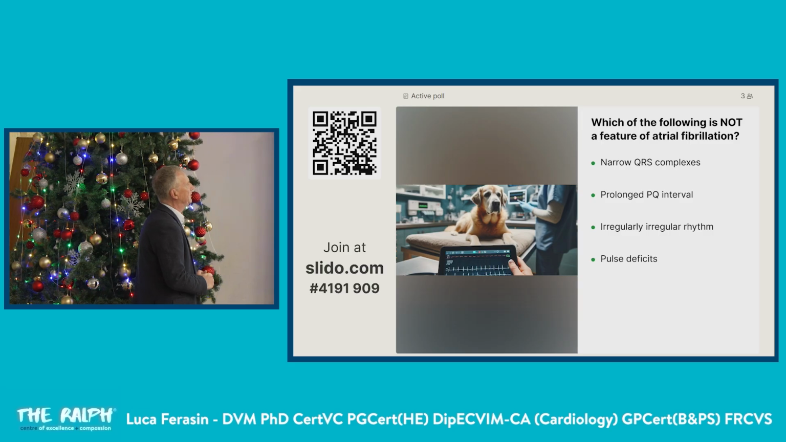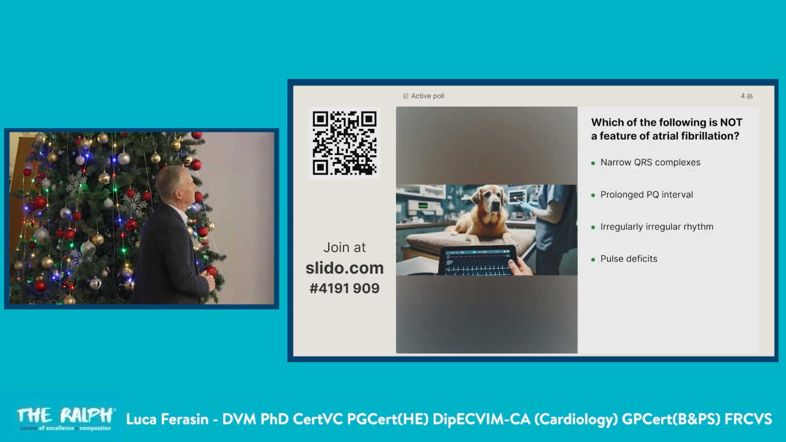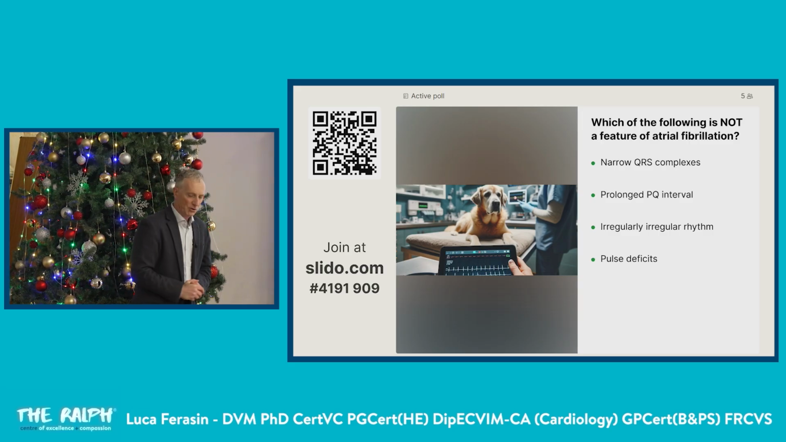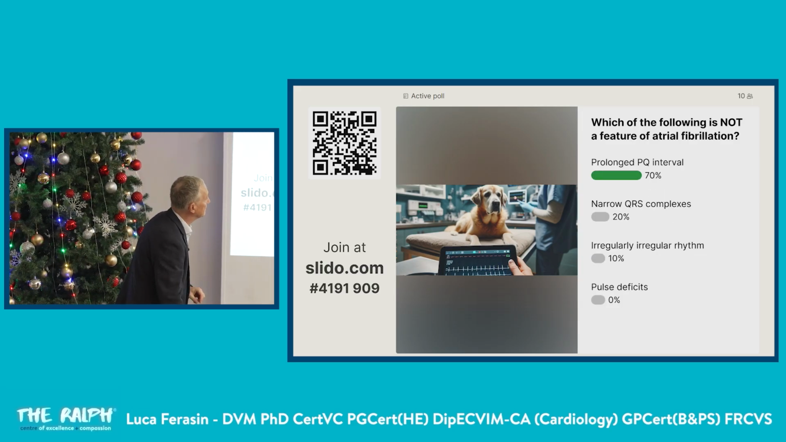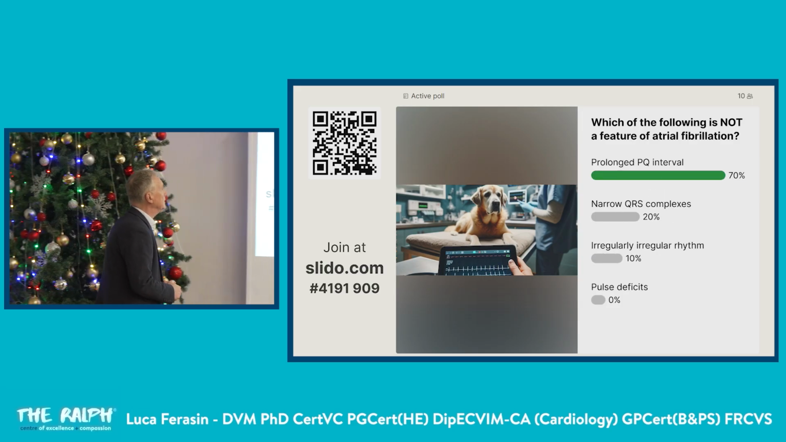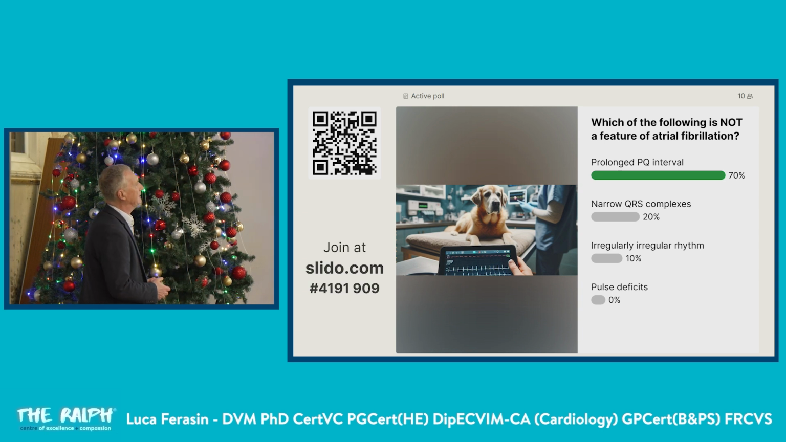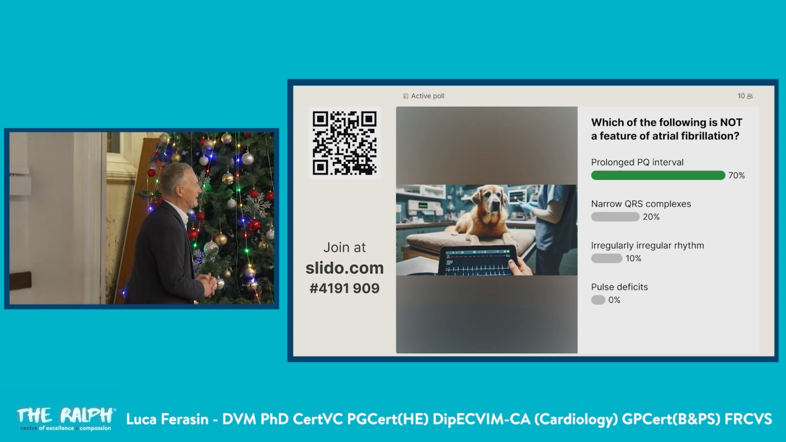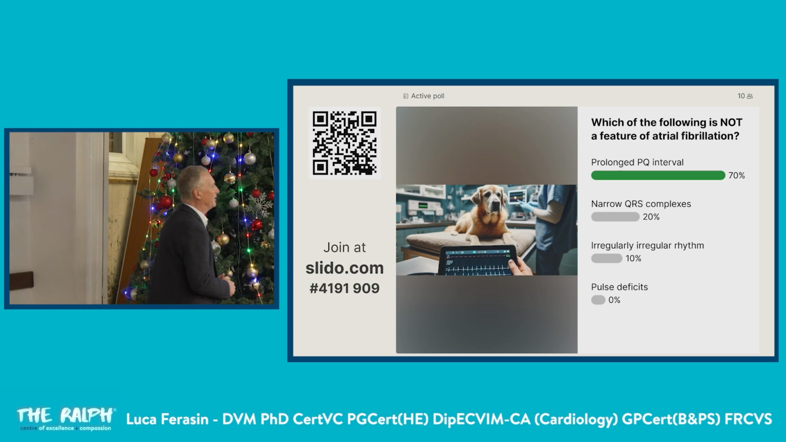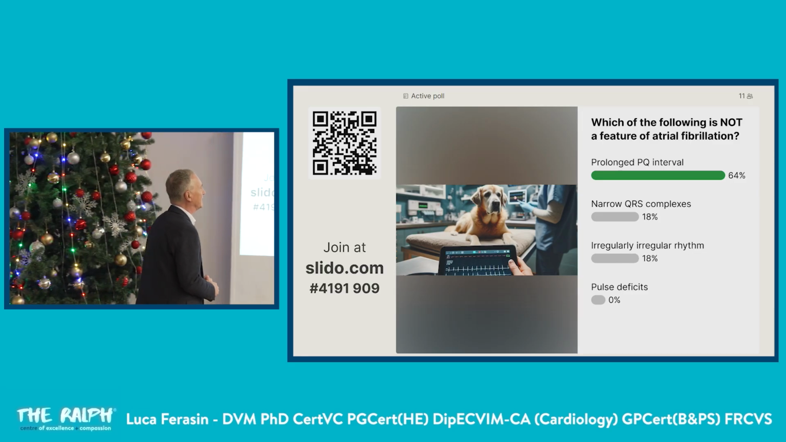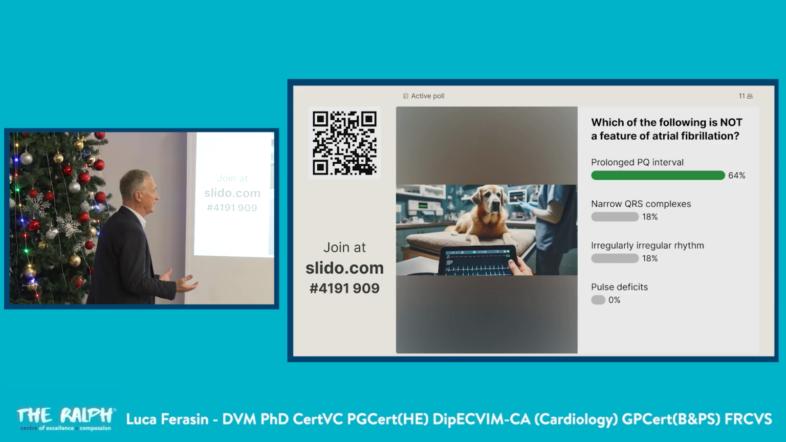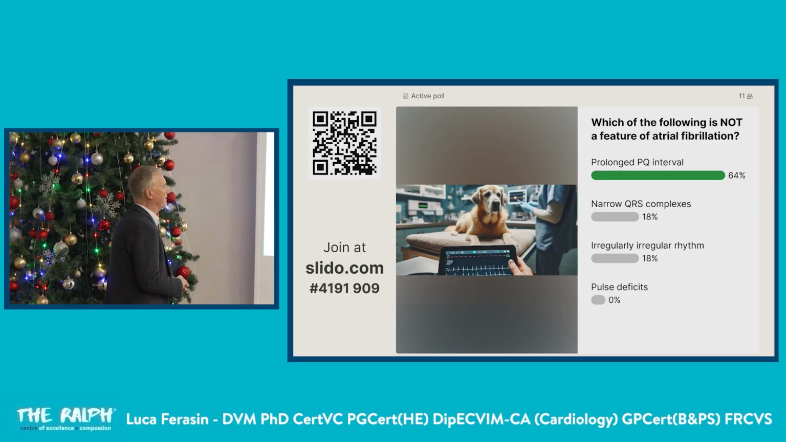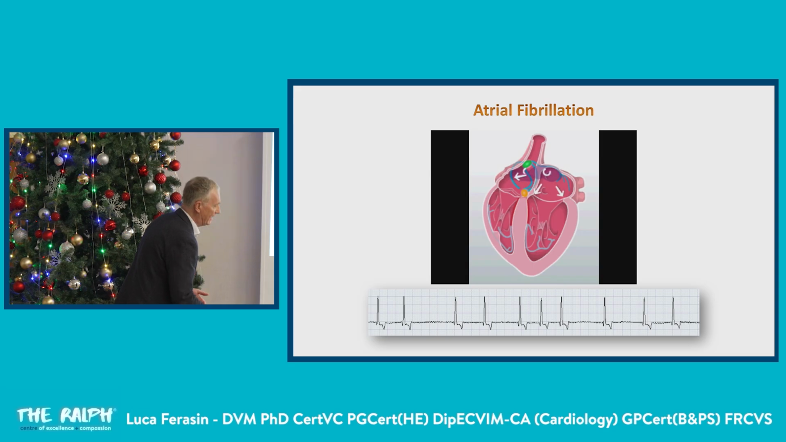We got 2 people. Yeah, because we're going to see the most common arrhythmia we see in practice. Ooh. Yes, sorry, I was thinking about the pause. Yes, absolutely correct. That's not a feature, but they're all narrow QRS complexes. They're all irregular. It's an irregular rhythm, and we do have pulse deficits. Very good. So that it is.